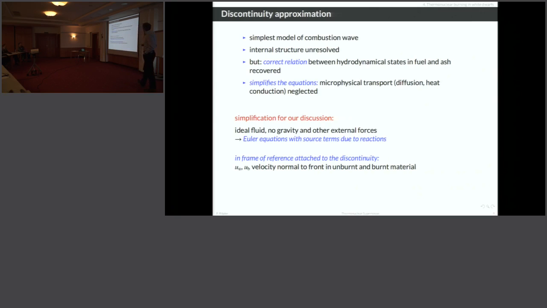We assume for simplification an ideal fluid. We will not, for the beginning at least, look into external forces, so gravity and other external forces will be neglected for the first part of the discussion, so that we restrict the system that we consider to the Euler equations with just source terms due to reactions. We will do our treatment in the frame of reference of the discontinuity, so we will fix our coordinate system to that discontinuity, and it will propagate with the discontinuity. We will therefore measure velocities relative to the discontinuity, and this is done here. U means the normal velocity with respect to the discontinuity in the unburnt material, and UB is the velocity with respect to the discontinuity in the burnt material.